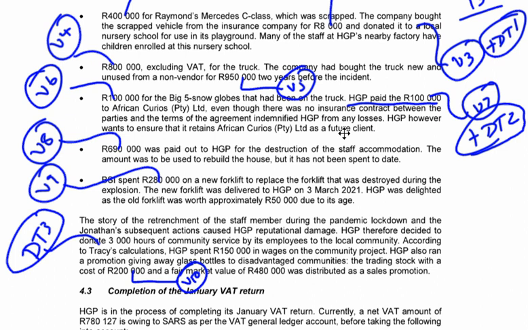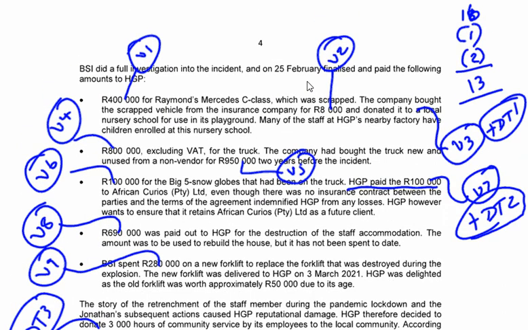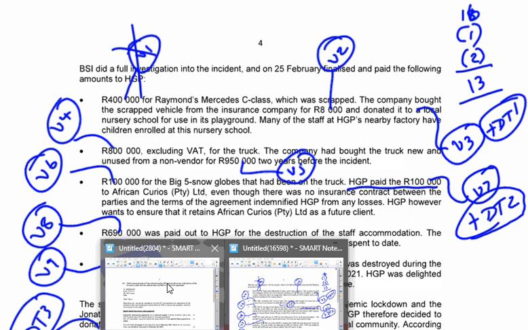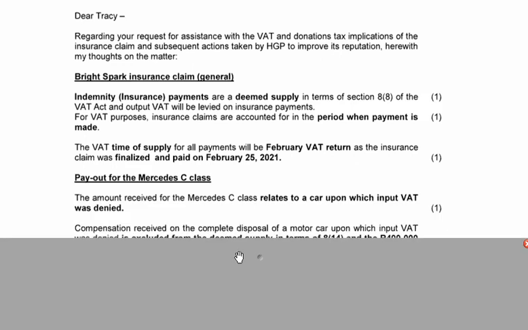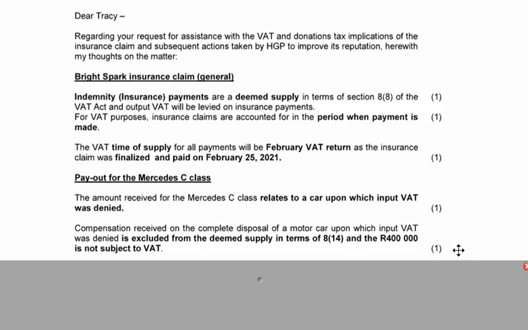I might write 2 marks down if I want to, because normally there'll be more marks in the solution than there'll be on the mark plan, but I just need to be complete. And as I write something down, I'm going to discuss it. So it says 400,000 Rand for Raymond's Mercedes C-Class, which was scrapped. The company, okay, so what's going to happen? It's an insurance claim. What happens when we bought the Mercedes C-Class? That would have been denied when we subsequently dispose of it, because input VAT was denied when we bought the motor car. There's going to be no output VAT when we sell it.